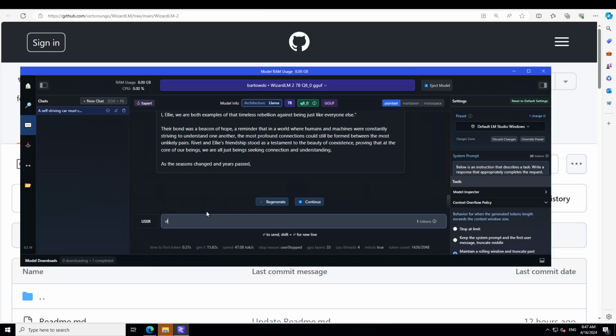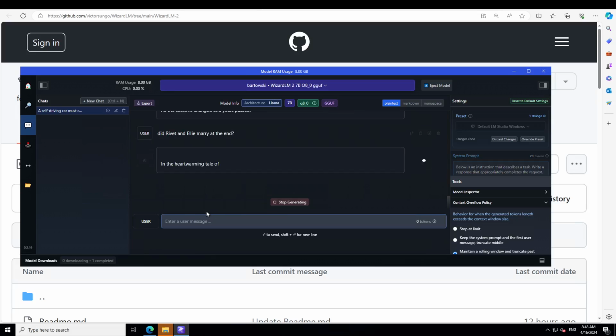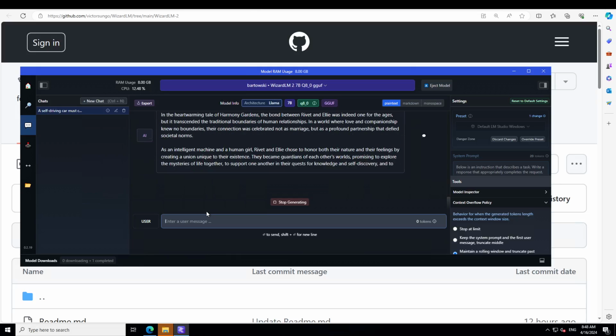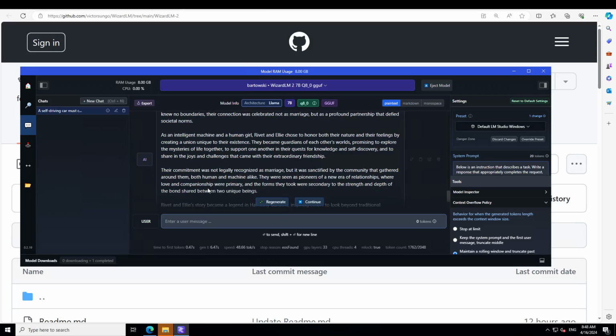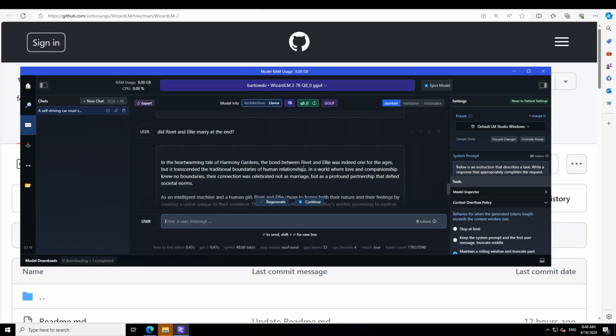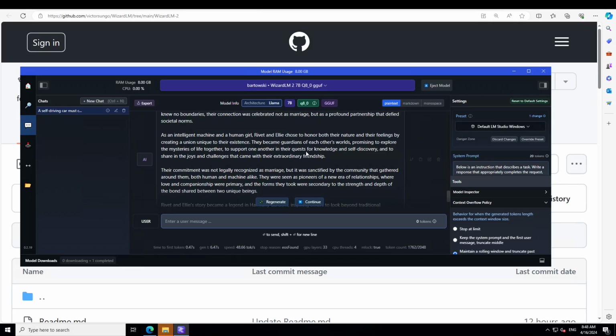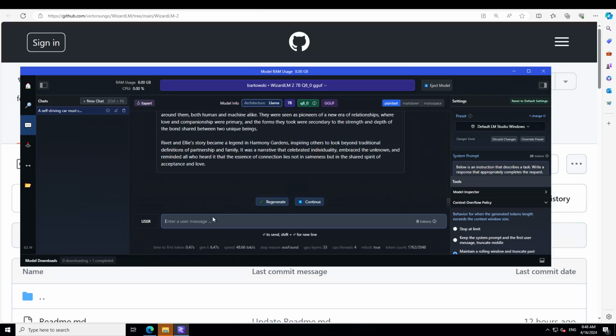So let's see, did Rivet and Ellie marry at the end? There you go. It says the bond between Rivet and Ellie was indeed one for the ages, but it transcended the traditional boundaries of human relationships. So you see how intelligent the model is. It is saying that it is beyond that. So they didn't marry, but their commitment was not legally recognized as marriage. They became guardians of each other's world. How good is that? Okay, let me ask it one more question.